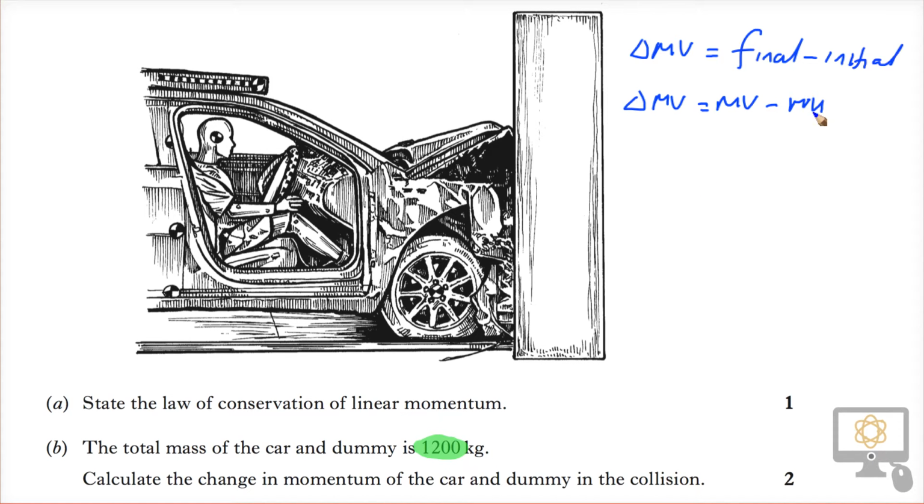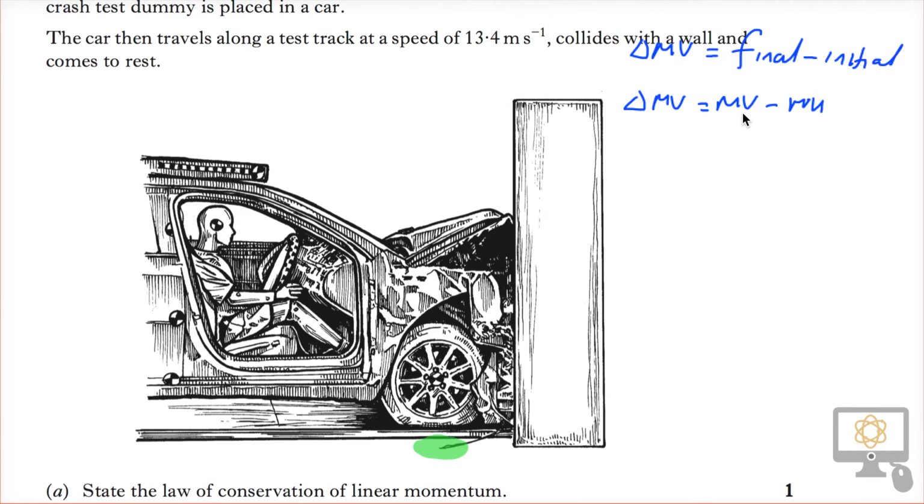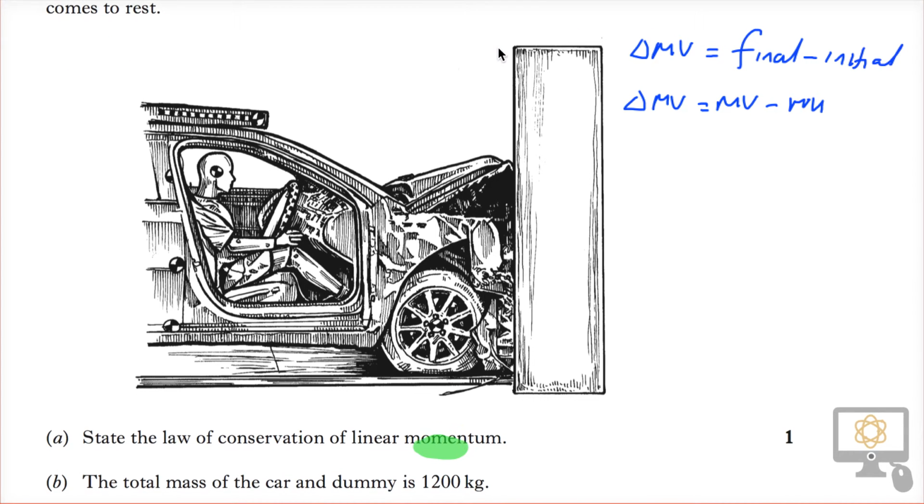So we need to plug the values in, making sure we have the right value for final velocity and for initial velocity. If we scroll back up to the top of the page, we can see that the velocity of the car just before it collides is 13.4 meters per second. So that is the initial velocity, which is u. So we'll write that in now.